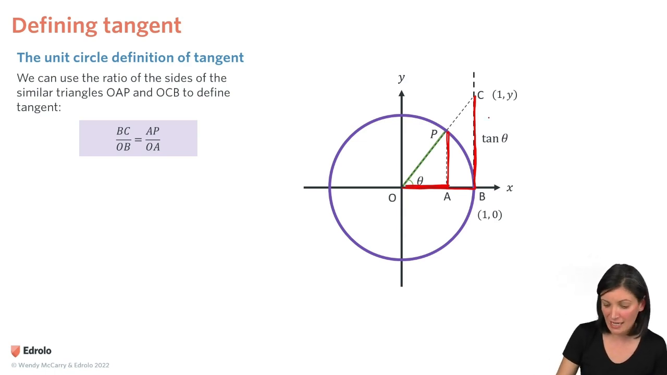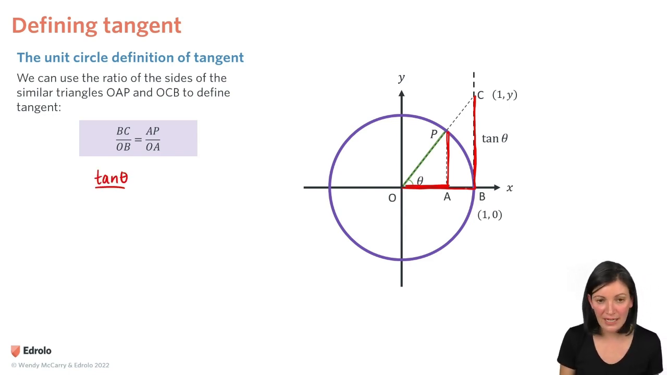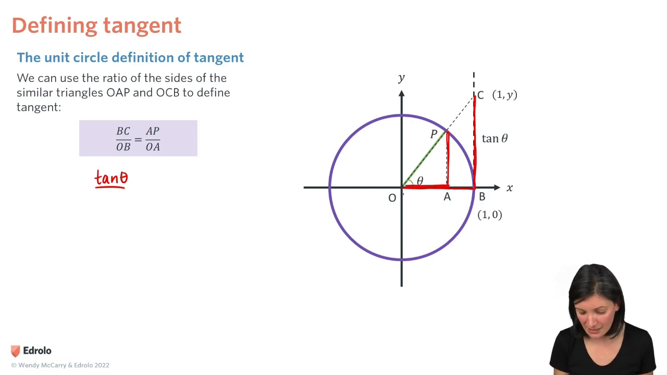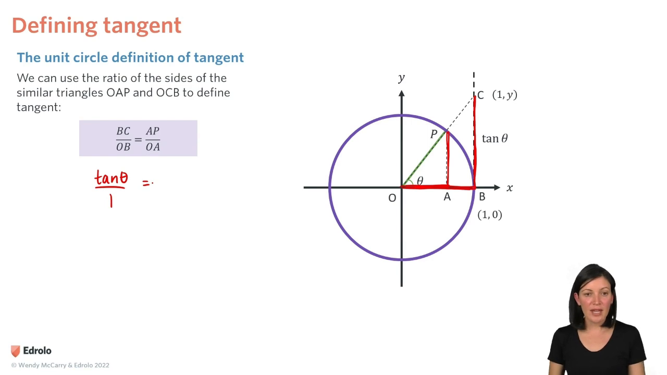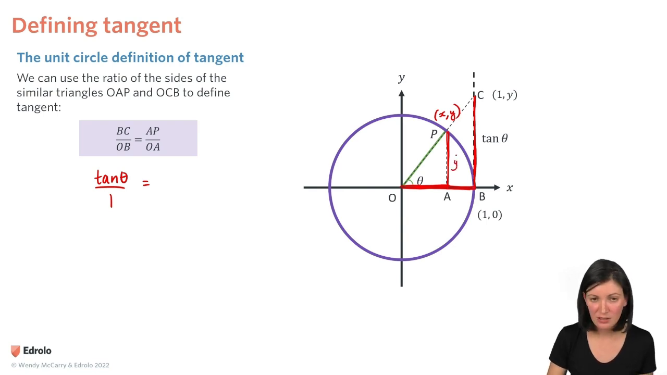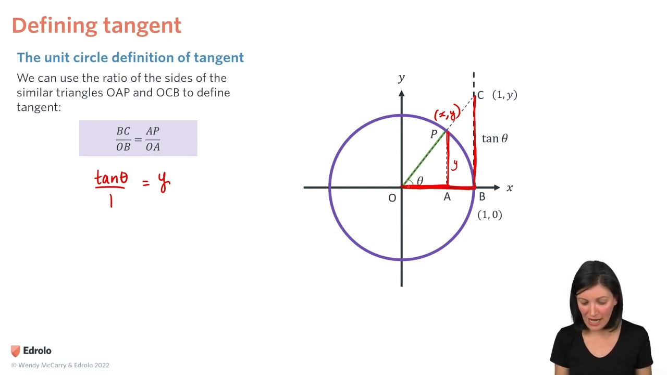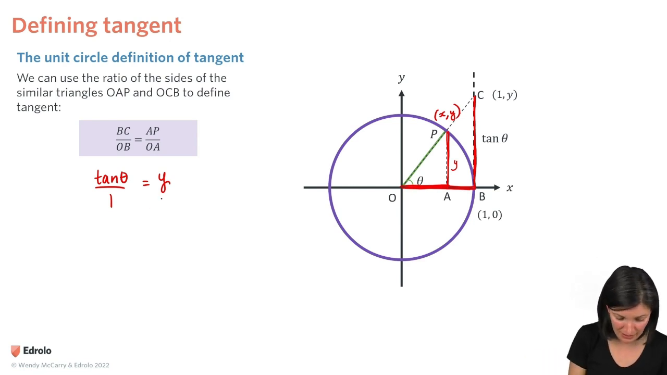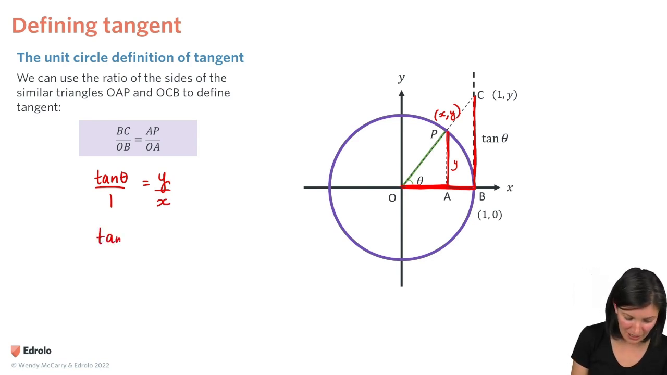BC is actually the tan of theta, okay? That's how we've defined it. And OB is 1, because that's just the radius of the circle. So that's equal to AP. And remember, P is any point (x, y). So AP would be just the height of that triangle, which is y. And OA would be the base of that triangle, which is x. So what we end up with here is that the tan of theta is equal to y over x.